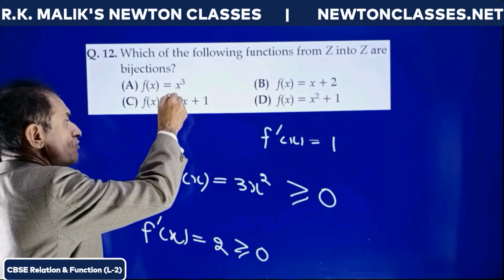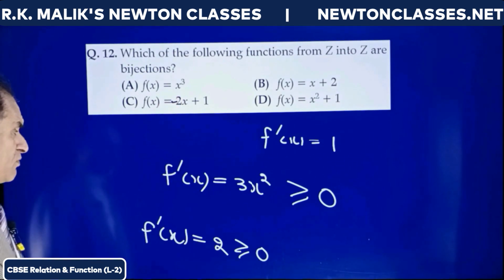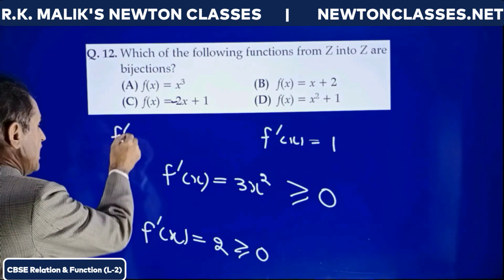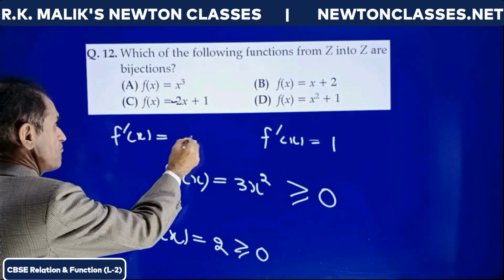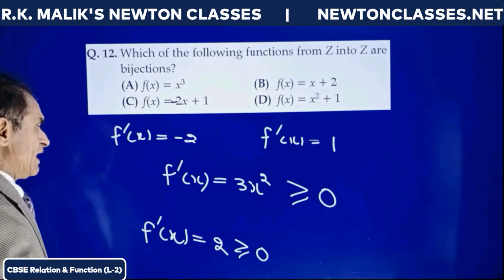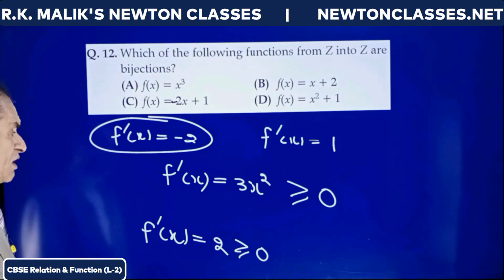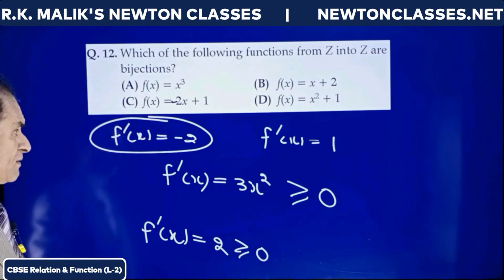Had it been minus 2x plus 1, in those questions I would say f dash x is minus 2, and because the derivative is surely negative, therefore the function is again 1-1 if it is minus here.